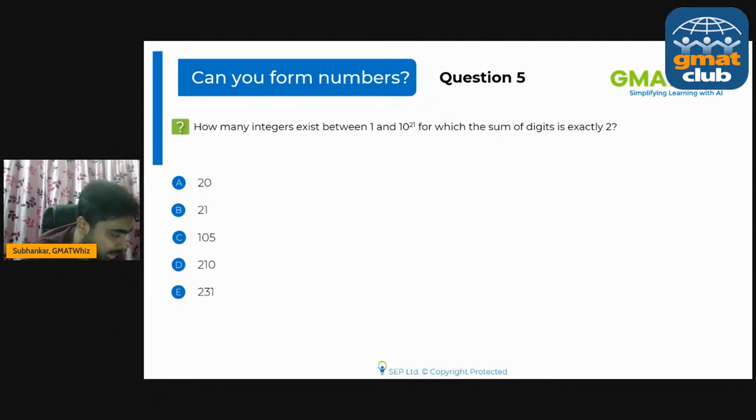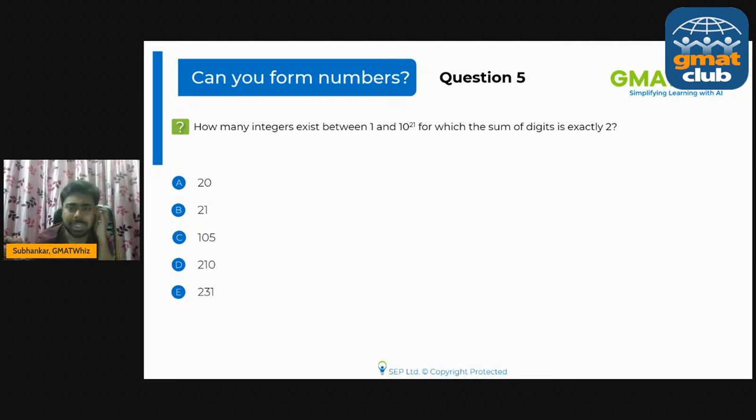I believe it could be Mandarin or something. I can't really read it. So yeah, I'll explain the question. The question says: how many integers exist between one and this, for which the sum of the digits is exactly 2.